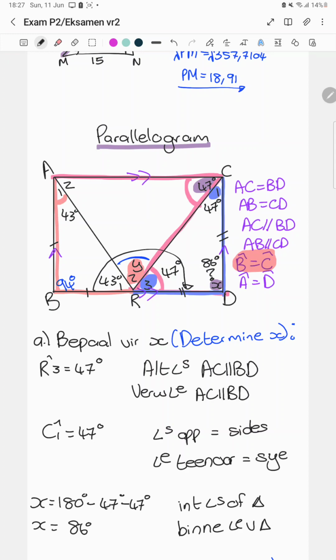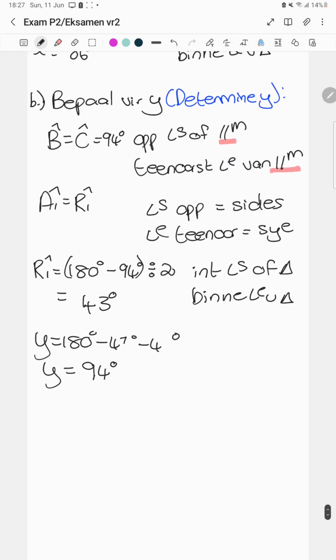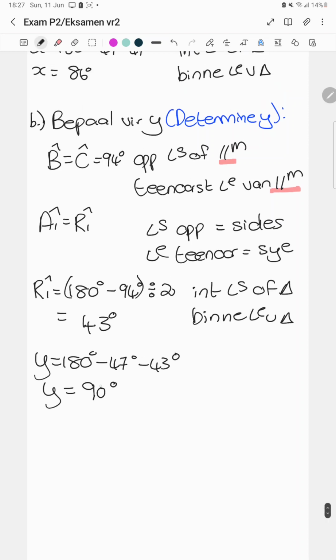Alright, so y is equal to 180 minus 43 minus 47. Okay, and that will give me 90 degrees. So y is equal to 90 degrees. My reason, angles on a straight line.